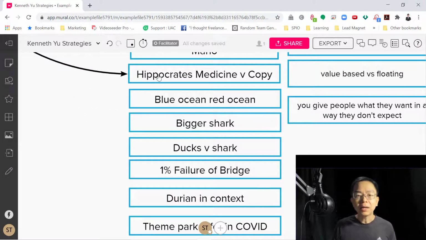Okay, the Hippocrates medicine and analogy was just funny as well. It was, if you want to learn copywriting, don't learn from just the dead people, right? Learn from people who are alive who have advanced the copy.